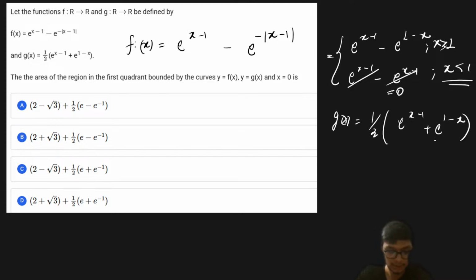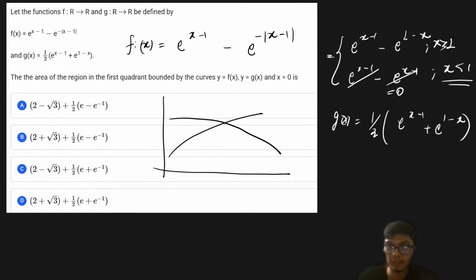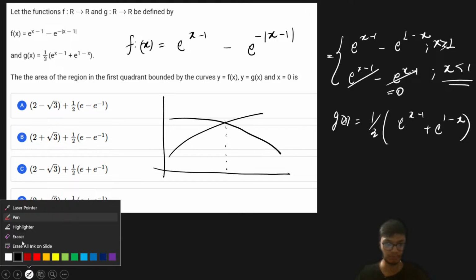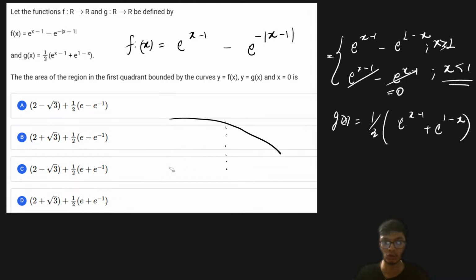And now, if we have to find the area of the region in the first quadrant that is bounded by the curves y equals f of x and y equals g of x, for that we first have to analyze the functions. I'm drawing some arbitrary curve like this, and then we have to get the bounds of this function, right? Since it's an exponential function, it will look very interesting, but I'm not interested in drawing the graph of the function.